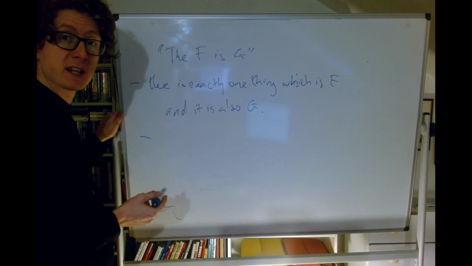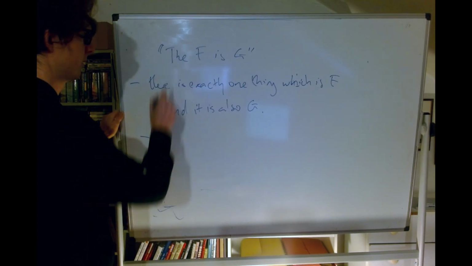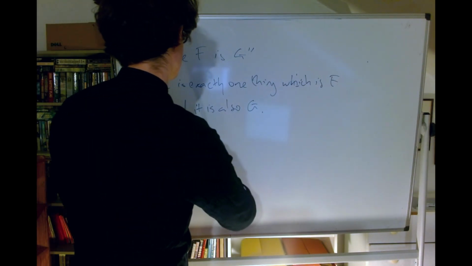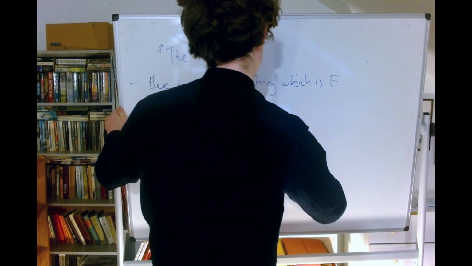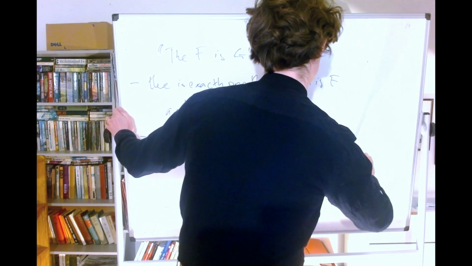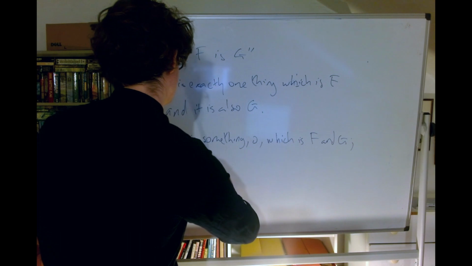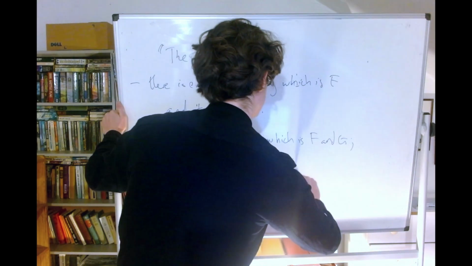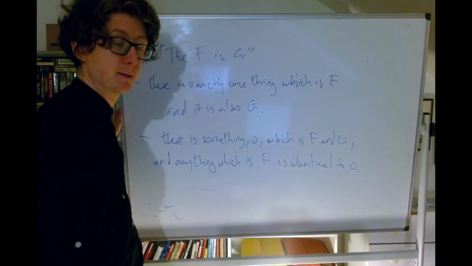But as you'll remember in the text itself, he presents this in a much more complicated way. What he says is, the F is G means there is something, call it O, which is F and G, and anything which is F is identical to O, the thing which is F and G.